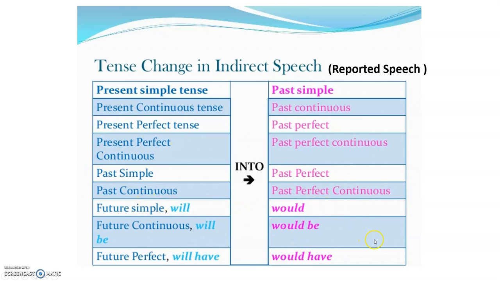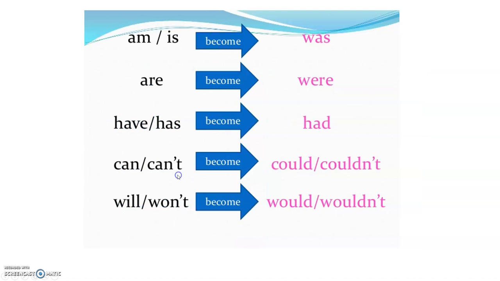Now you must know these changes very well. I'm sure you are familiar with your tenses. If not, revise your tenses again so that you can solve this exercise well. Now look at these helping words, how they change. "Am, is" will become "was." "Are" will become "were." "Have, has" becomes "had." Okay, all these change into the past tense. "Can, can't" becomes "could, couldn't." And "will, won't" become "would, wouldn't." So all of it is changed into the past tense.